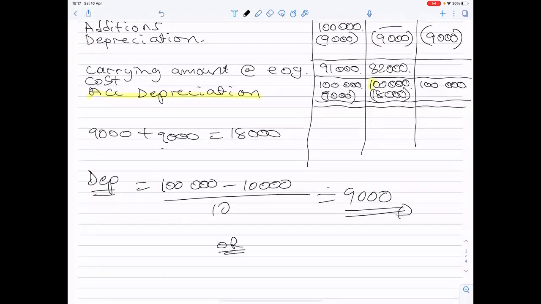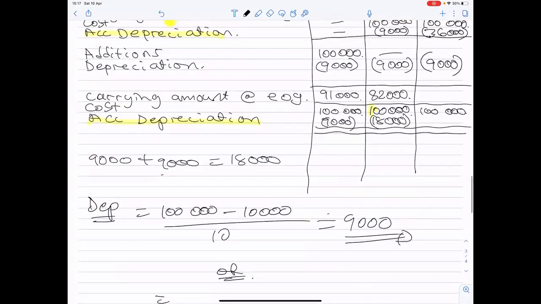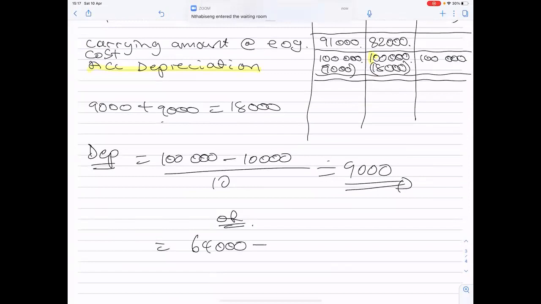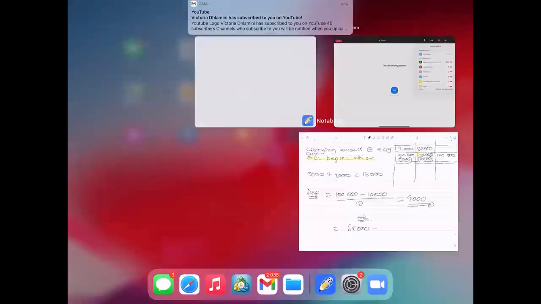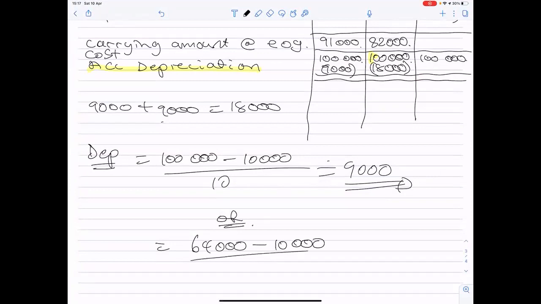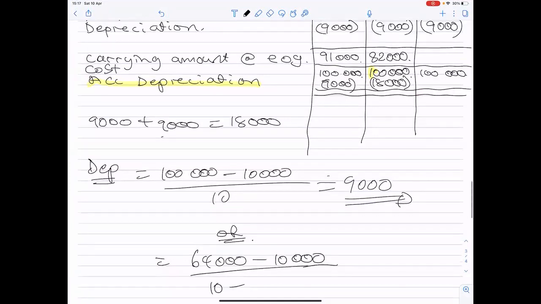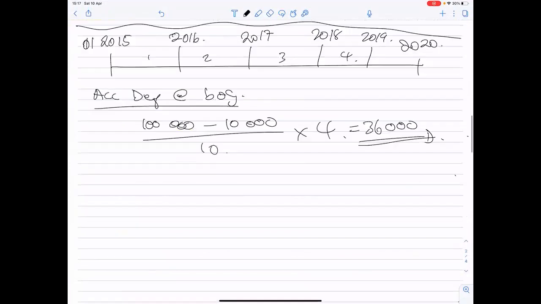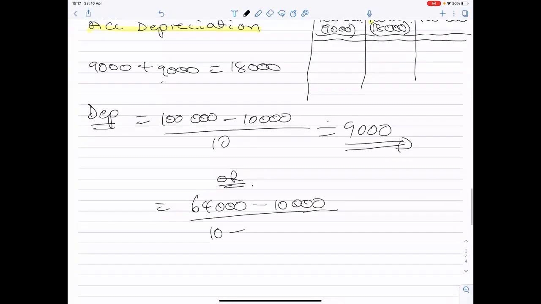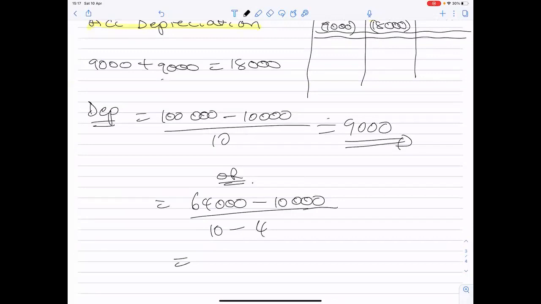Alternatively, we can use that method whereby we calculate our depreciation based on the carrying amount. So our carrying amount at the beginning of the year is 64,000. We subtract the residual value of 10,000. We divide by the remaining useful life also at the beginning of the year. So which is 10 minus how many years have gone so far? The years that have gone are 4. So minus 4. So we are going to say 54,000 divided by 6. 9,000.